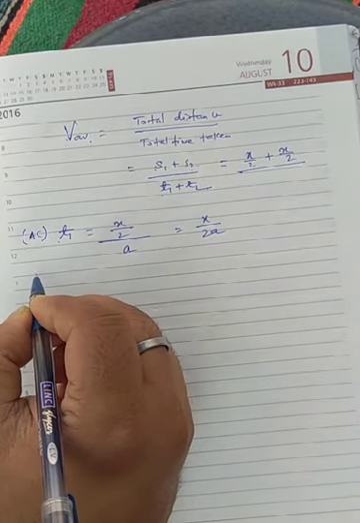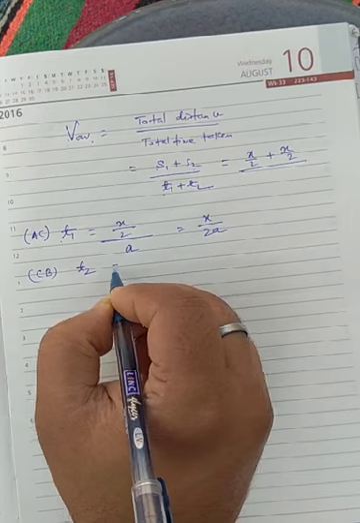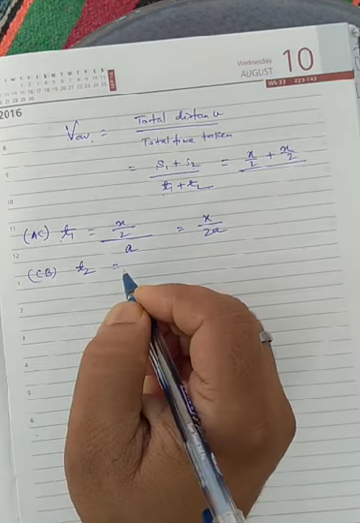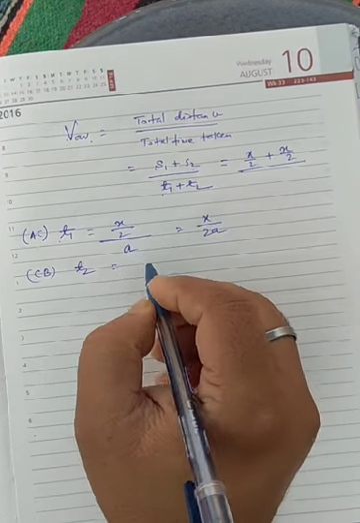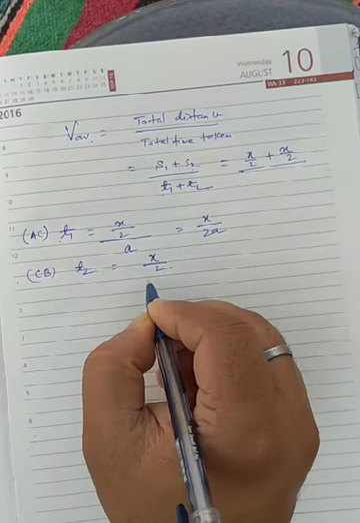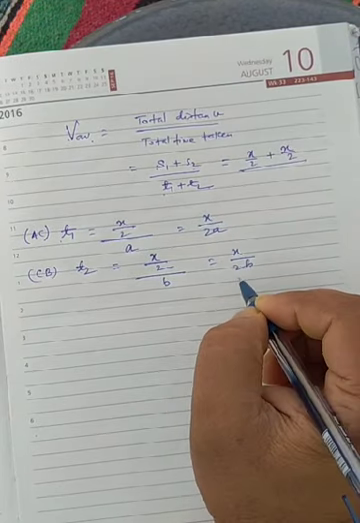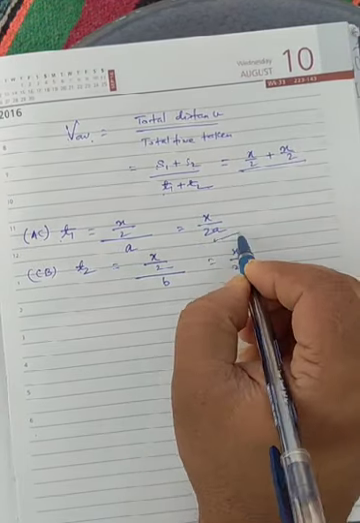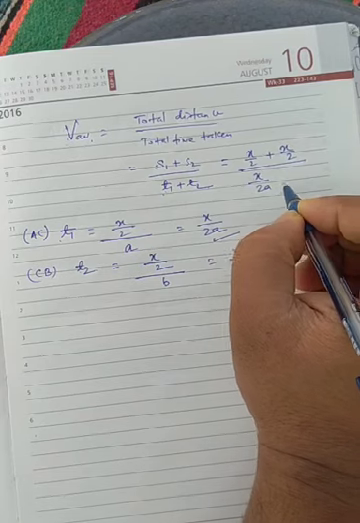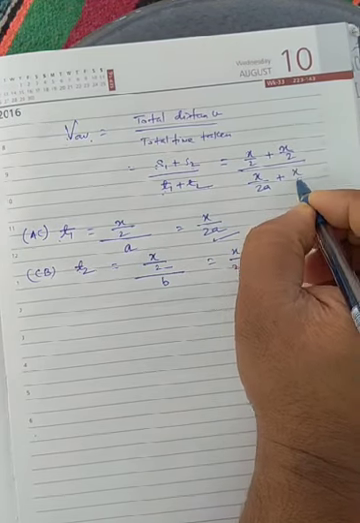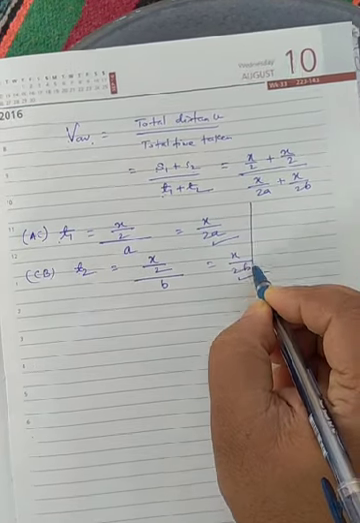Similarly, the distance between C and B, and the time taken for covering this much distance will be again time equal to distance by speed. What is the distance? Distance is half of the distance x, that means x by 2. And what is the speed? B. So we will say x by 2b. So now this is T1, this is T2. So in place of T1 we can put x by 2a plus T2, that means x by 2b. Further we will solve.